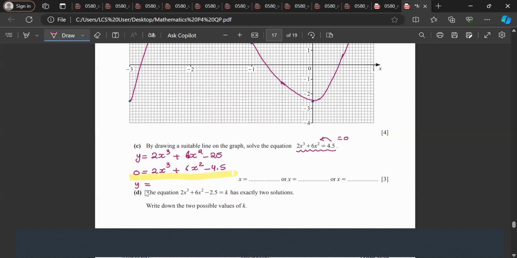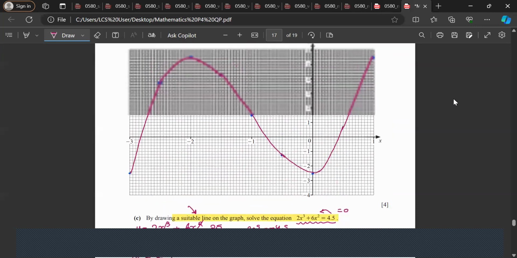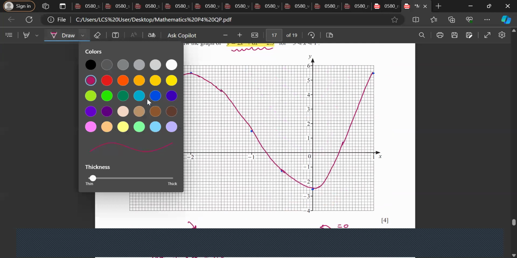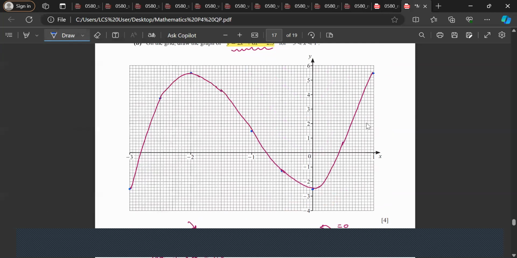Then 2x cubed minus 2x cubed erases. 6x squared minus 6x squared is 0. Negative 2.5 minus 4.5 means negative 2.5 plus 4.5, which is 2. Now you got the equation of the line that he wants you to draw, which is y equal 2. So I am going to go up like this and start to draw y equal 2, like this.